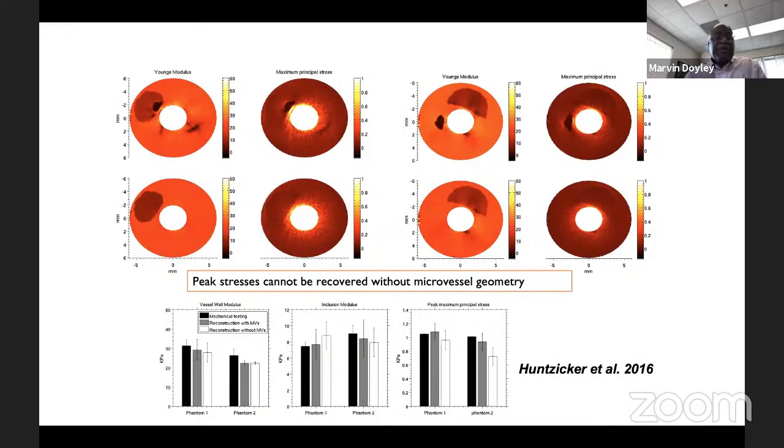And what he observed is that if you look on the maximum principal stress, and if you just do your classic solve the inverse problem without using that a priori information about where that vessel is, the maximum principal stress that you will see will be much lesser than what it should be if you don't use that a priori information.